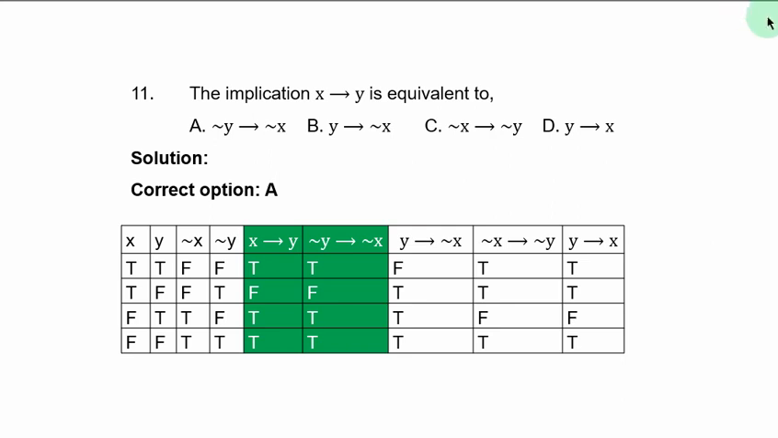Question 11. The implication or conditional statement if S then Y is equivalent to. You have various options. Because of the symbol of negation, let's have the statements S and Y arranged in this form and their negation or opposite.